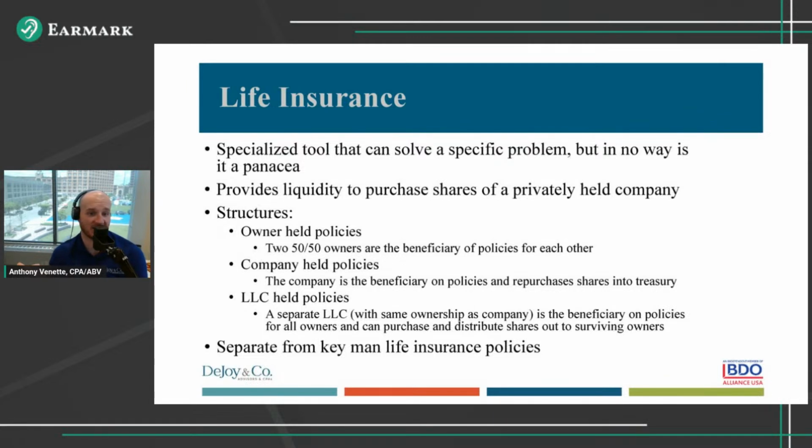And then we also have LLC held policies, right? So we could establish a separate limited liability company to hold these policies and do nothing else. And that would then have the same ownership structure as the primary company and would be the beneficiary of those policies. So if anyone died, the LLC could then buy the interest out, make a distribution of shares out to an individual owner and accomplish it that way, or continue to hold the actual operating company business in the LLC.